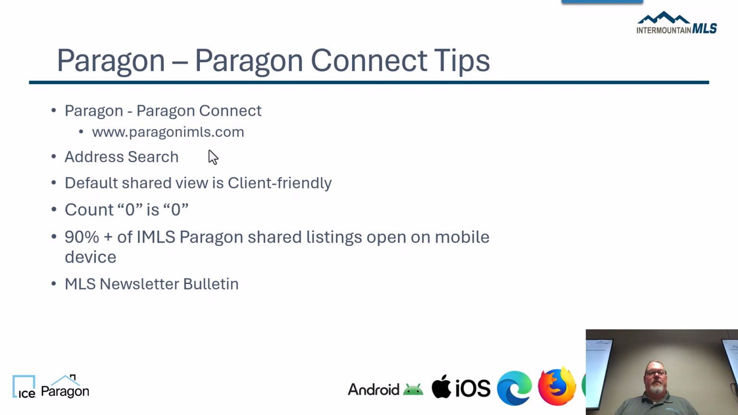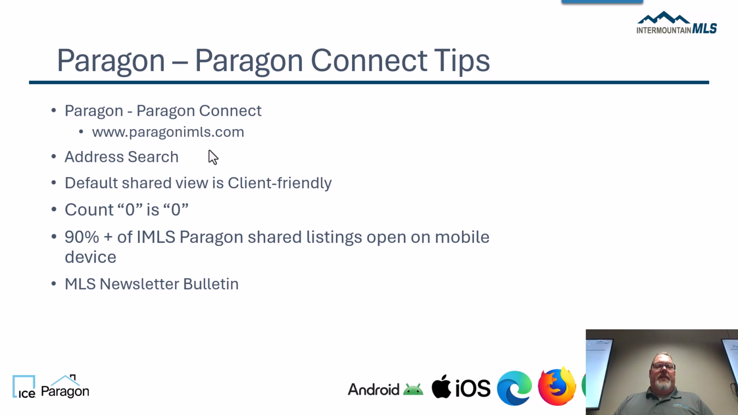We talked about the client view as the default view when you share listings. When you're entering criteria, if the count says 0, it's really 0. Paragon's not broken. It's not out to get you. It just typically means either your criteria is so specific that nothing matches, or you have things that are conflicting. Like you've got the city of Meridian, but you picked a school in McCall. Obviously, no listings are going to match that. And so the count is there to let you know if that criteria is valid.